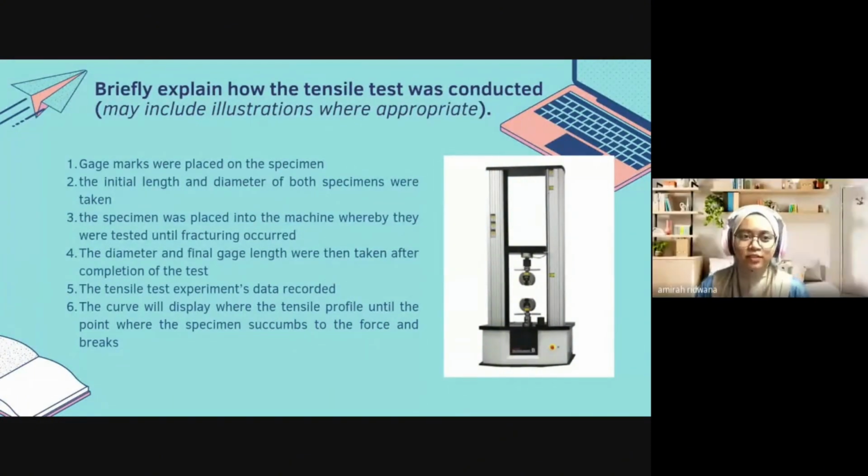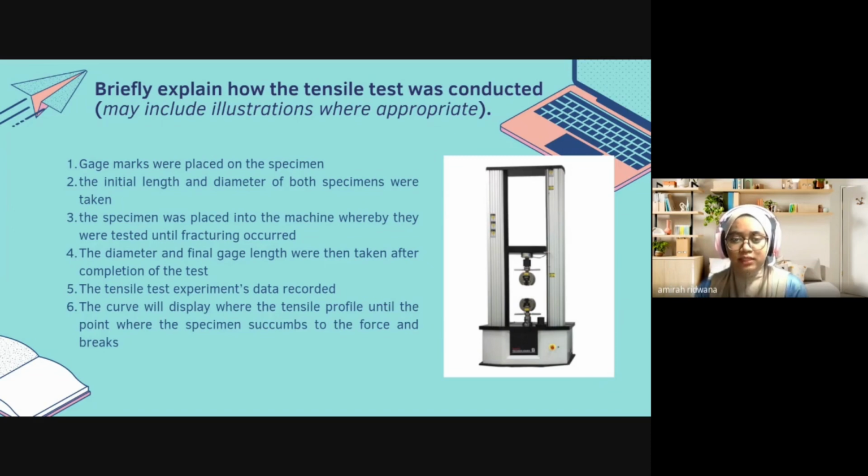Okay, so for the first question, we need to explain how the tensile test was conducted. Before the test, a few things must have been done. Firstly, gauge marks were placed on the specimen. Thereafter, the initial length and diameter of both specimens were taken. Then, the specimen was placed into the machine whereby they were tested until fracturing occurred. The diameter and final gauge length were then taken after completion of the test. The tensile test experiment data was recorded.